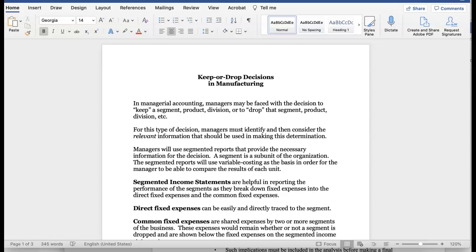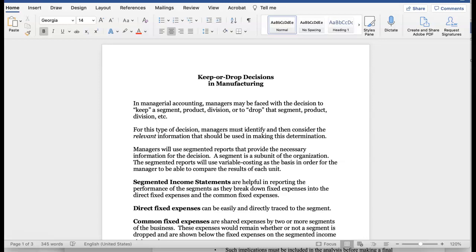For keep or drop decisions in manufacturing, let's look at the terms that we need to know first, and then we're going to look at an example problem to help us understand how to use keep or drop to determine whether or not it's beneficial to have that line still exist, or if we just need to drop it in order to be more cost effective.